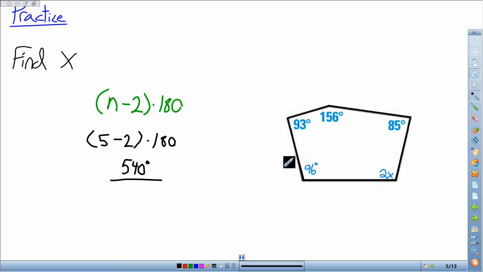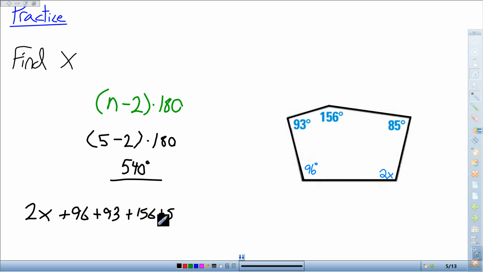All right, it doesn't matter what angles you start with. By the way, I'm going to start with the 2x. I like to start with my variables, just make my way around. So 2x plus 96 plus 93 plus 156 plus 85, all those added together equals 540. Okay, you don't need to, but if you wanted to, just point a little arrow just to show yourself, oh yeah, that's why we put that there.